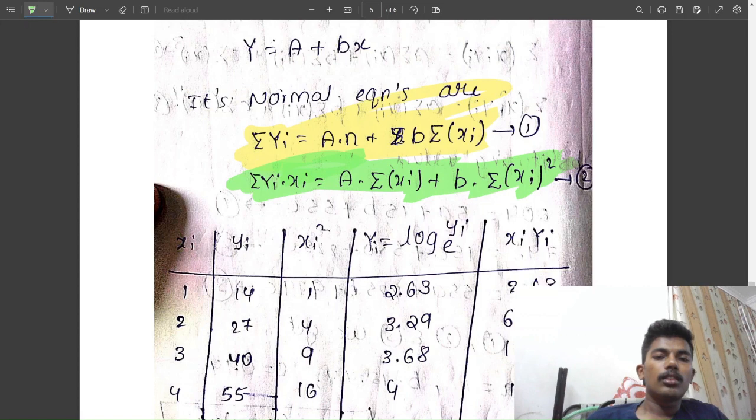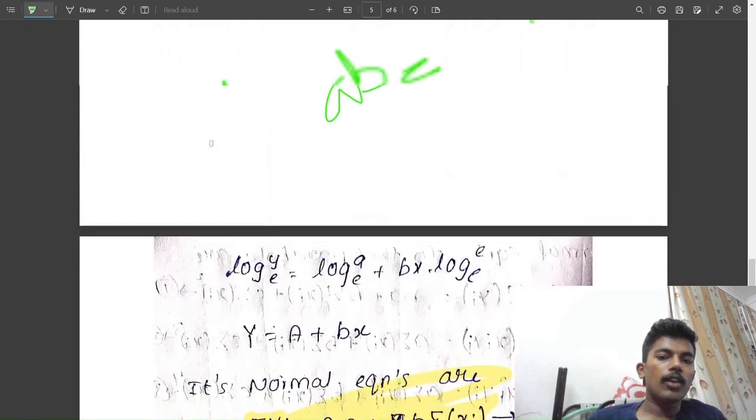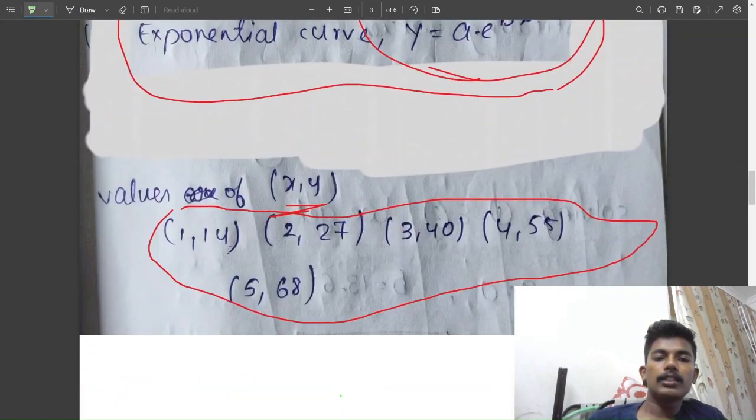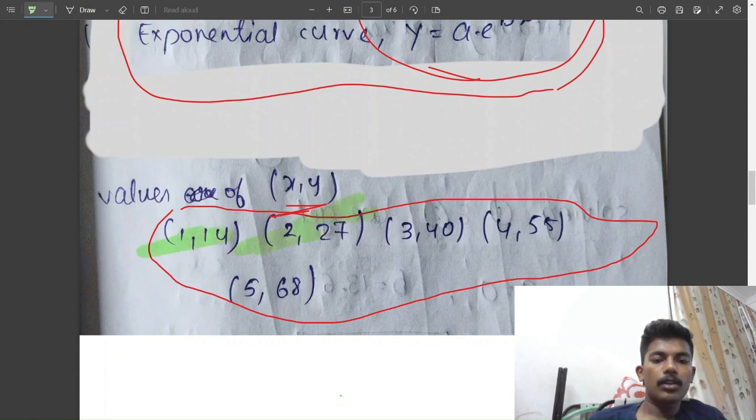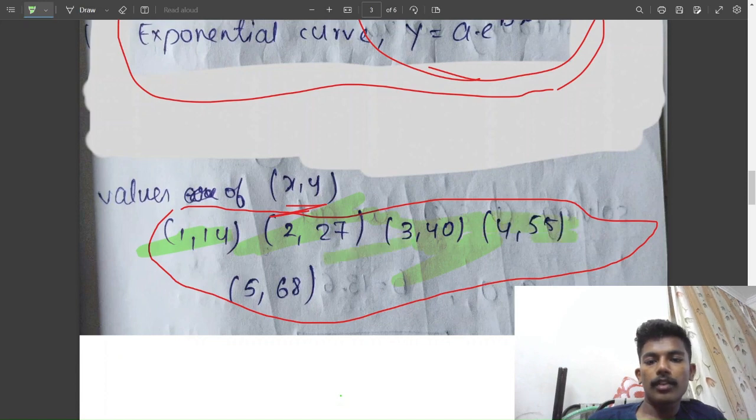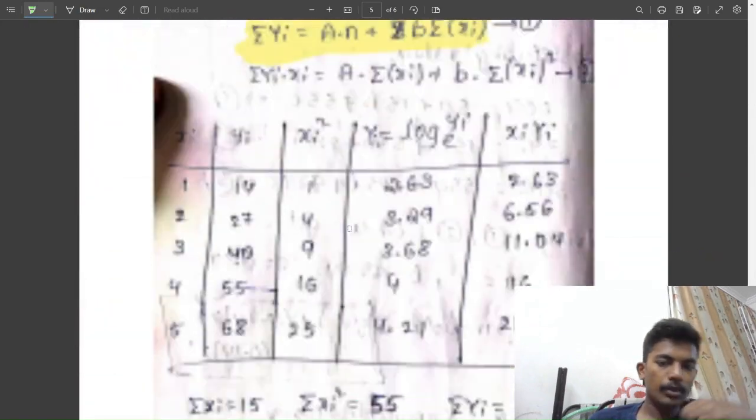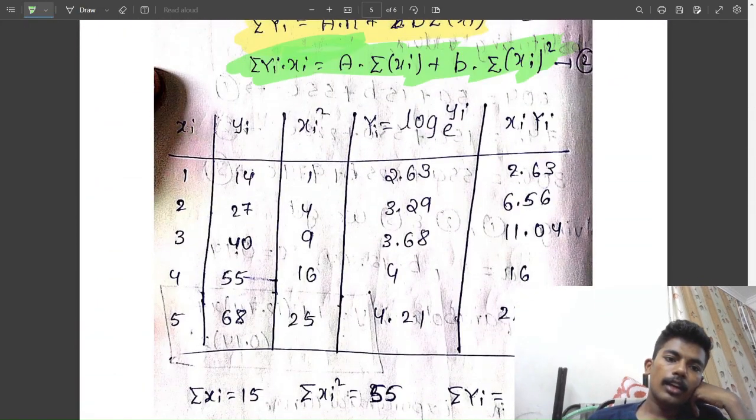So now pause that process until now. Now let us see what the data given is. As we have already seen, the values of x comma y are 1 comma 4, 1 comma 14, 2 comma 27, 3 comma 40, 4 comma 55, and 5 comma 68. Now let us use these values to create a table. So we have created a table with the values of x and the values of y given.